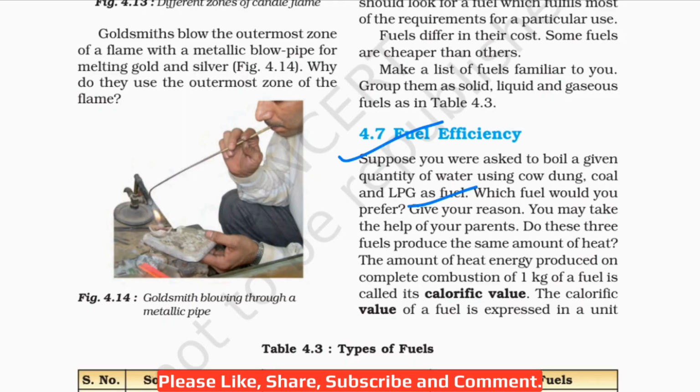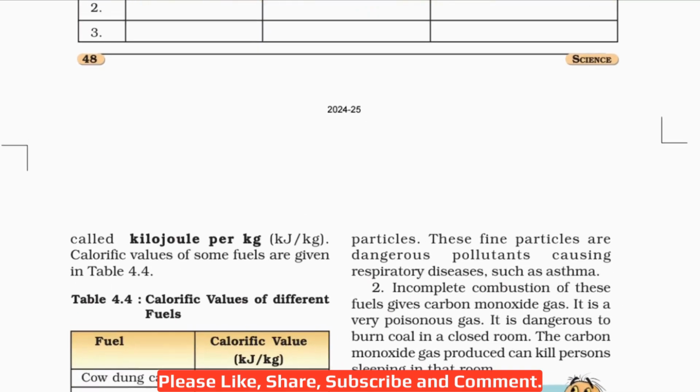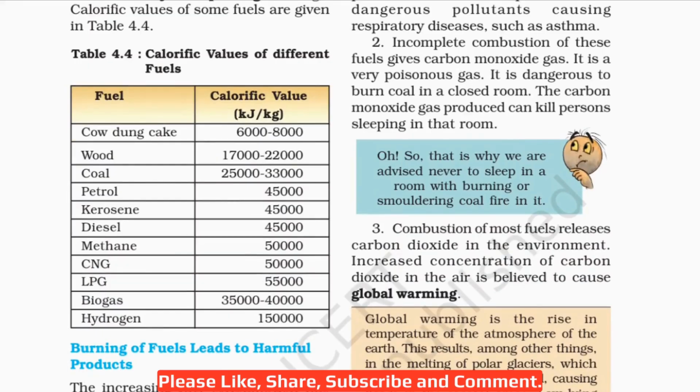No, definitely not. The amount of heat energy produced in complete combustion of 1 kg of a fuel is called its calorific value. Okay, so this is the definition of calorific value, and the calorific value of a fuel is expressed in a unit called kilojoules per kg. So this is the complete definition of calorific value, right? Now calorific values of some fuels are given here. So children, please learn this table as well. This is also very important. You can learn all these values.